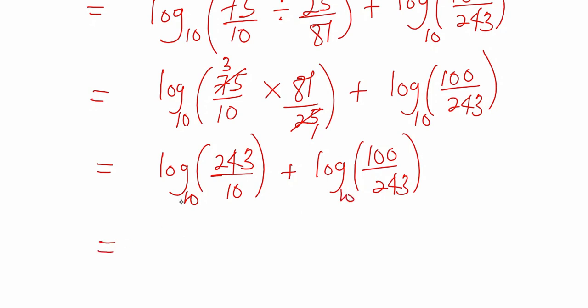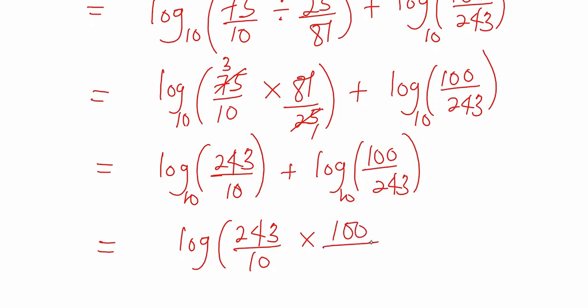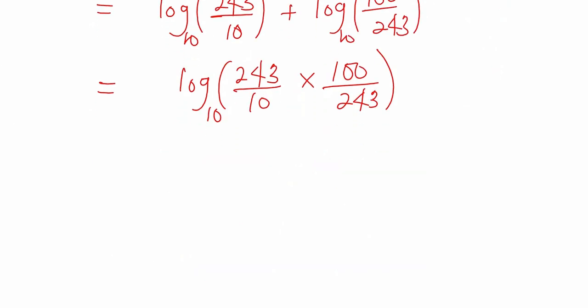Now we can see we have a new set of logarithms, and they have the same base, and at the same time they are adding, so we can write it as a single logarithm. That is logarithm of 243 out of 10 multiplied by 100 out of 243 to the base 10.